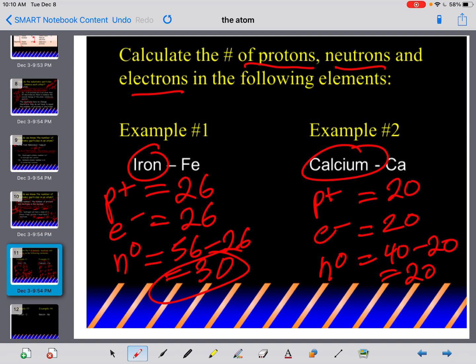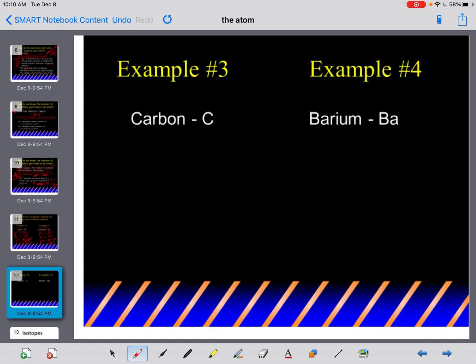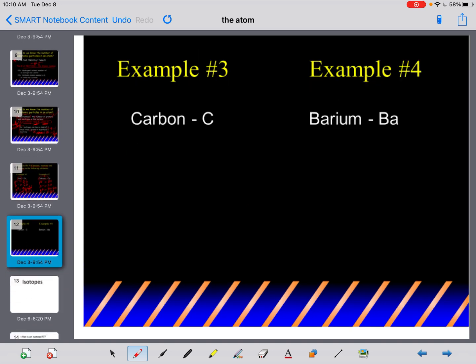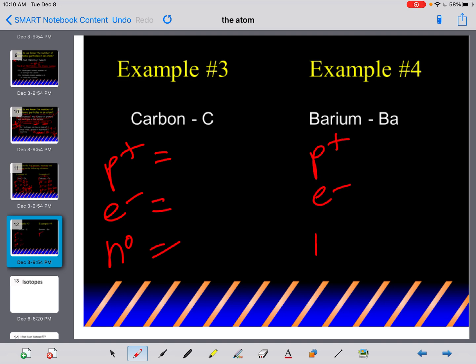In this case, it just so happens to be the same number, but you're not going to have that for every single atom. So what I'd like you to do is pause the video and try these next two out. Do the PEN numbers for carbon and the PEN numbers for barium.